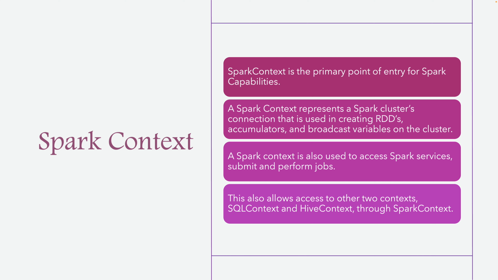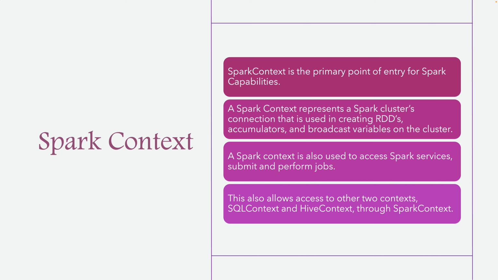A Spark context represents a Spark cluster connection that is used in creating resilient distributed datasets, accumulators, and broadcast variables on the cluster, which are various other concepts within Spark. A Spark context is also used to access Spark services, and to submit and perform jobs. Even if you submit your Spark application code through a command line, you need to have a Spark context created first as the first part of your Spark application.